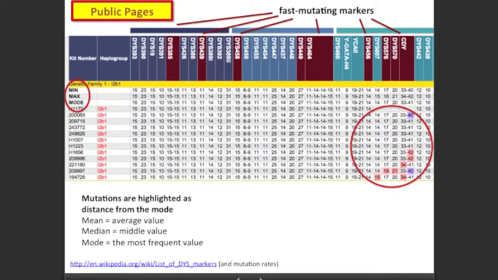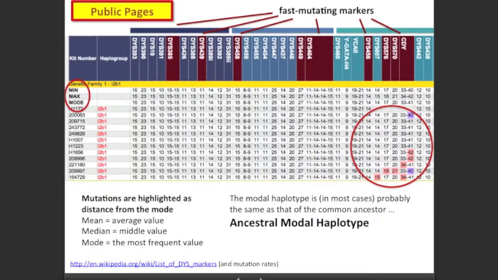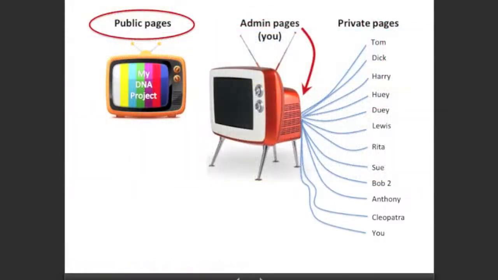most frequently occurring value. And the reason why the modal value is important is because in most cases it probably represents the haplotype, the genetic signature of the common ancestor to all of these members here. And that's why it's sometimes called the ancestral modal haplotype. I said it probably represents because it can be skewed if there's an over-representation of one branch. But that's the ancestral modal haplotype, and we'll be talking about the modal haplotype further on.